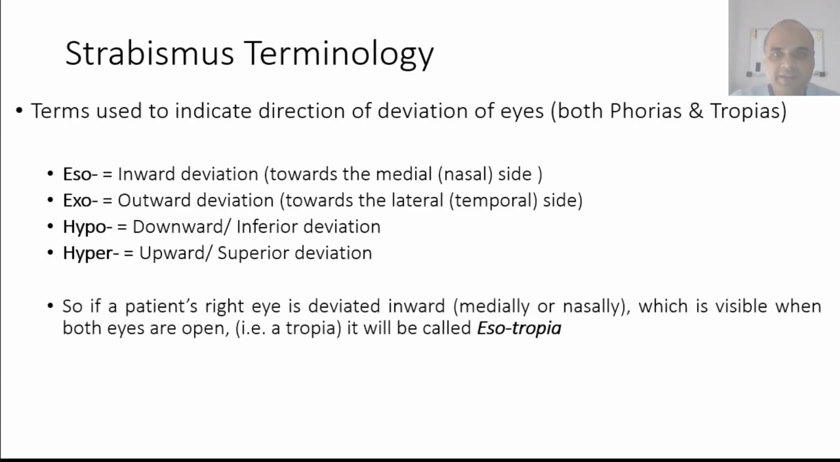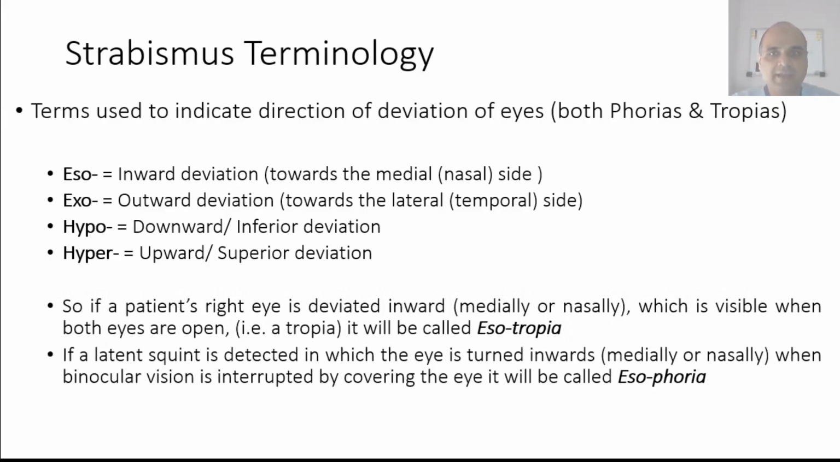And if you take an example that the patient's right eye is deviated inwards, that would be called right esotropia. And if a latent squint is detected and the eye is turned inwards, that is then called esophoria. We'll do latent squint, or testing for latent squint, and how these things are picked up. But the message here is, depending upon where the eye is turned, we use these prefixes, and then we just attach tropia or phoria as a postfix, depending upon what you are seeing or what you are checking.